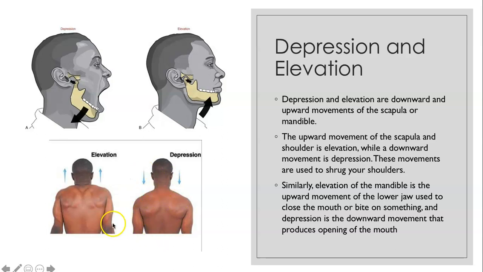These movements are used to shrug your shoulders, right? Similarly, elevation of the mandible is the upward movement of the lower jaw used to close the mouth or bite down on something, right? Here goes elevation. And depression is the downward movement that produces the opening of the mouth.